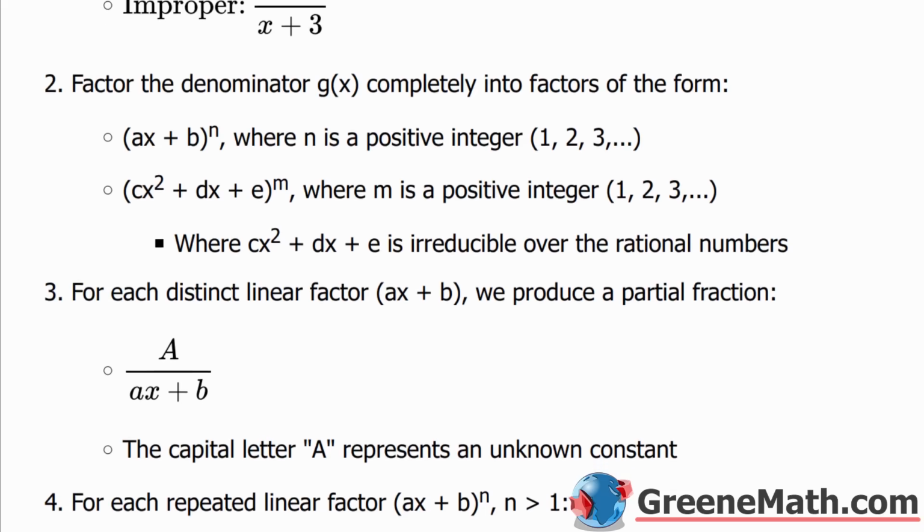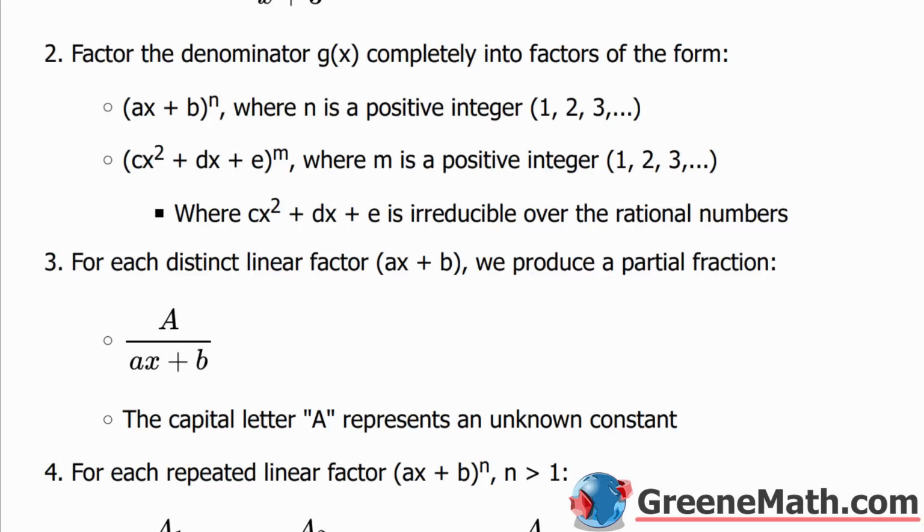Okay, the next thing you want to do is factor the denominator. So that's your g of x completely into factors of the form ax plus b, so that's going to be a linear factor, to the power of n, where n is a positive integer. So 1, 2, 3, 4, and so on. And then you have cx squared plus dx plus e to the power of m, where m is a positive integer, again 1, 2, 3, 4, and so on, where this cx squared plus dx plus e is irreducible over the rational numbers.